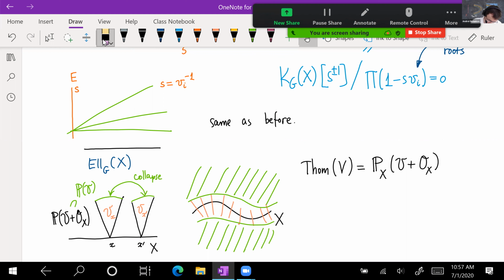and then, let's see, I'll write root O of X. Sorry, this is maybe not the best notation. Then mod out by P of V, the projectivization of V. It sits at infinity there. So you should think of the Thom space as like a twisted suspension.